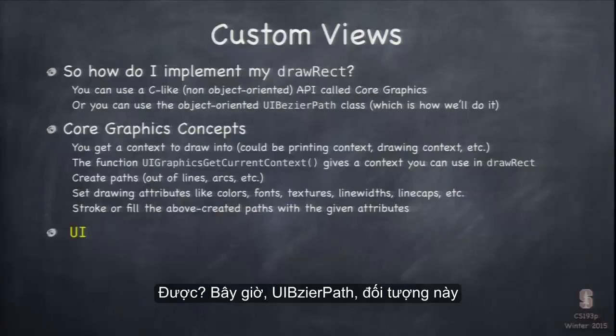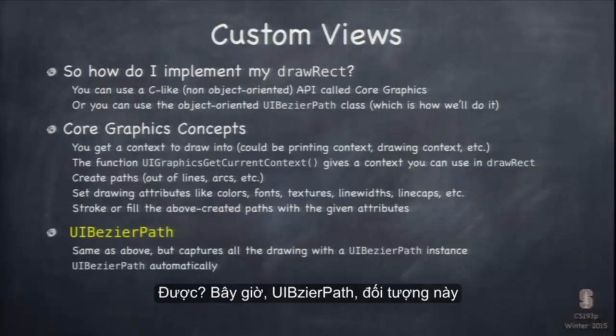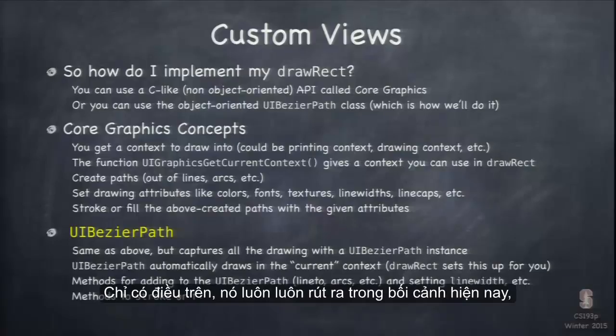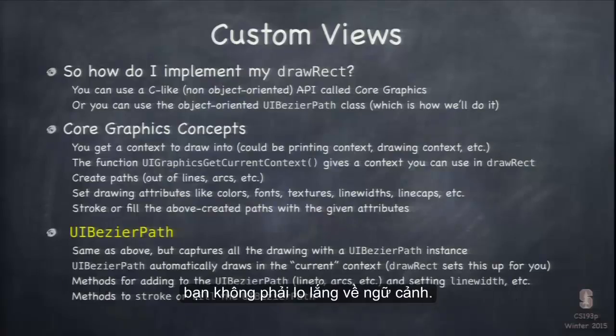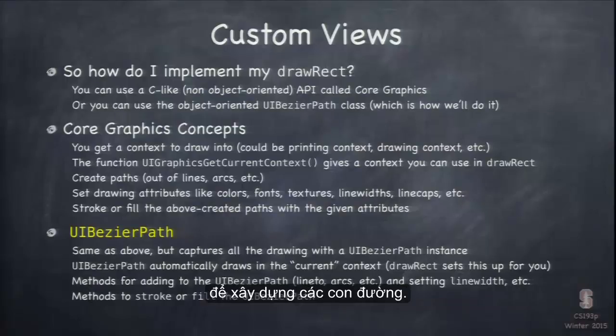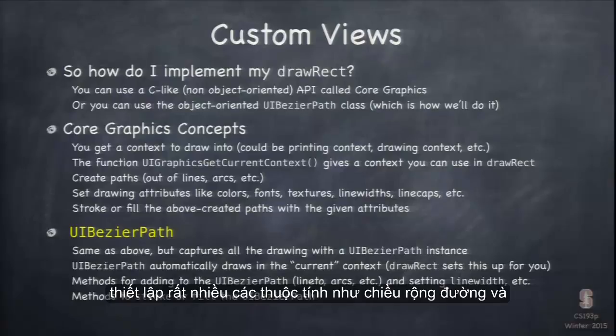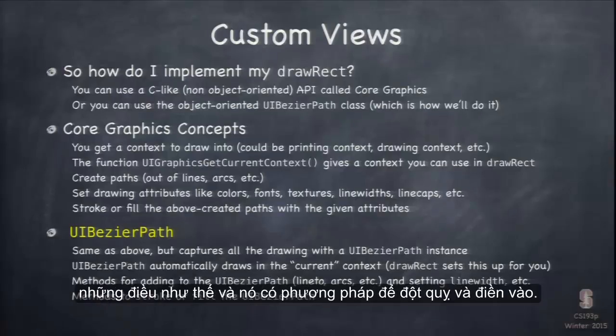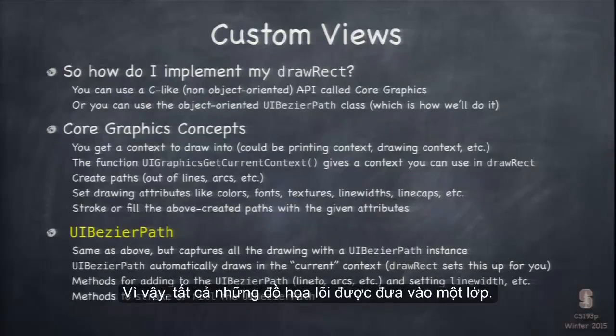okay? Now UIBezierPath, this object-oriented thing on top, always draws in the current context. You don't have to worry about context. It has methods to do things like line to, arc to build the path. It also has methods for setting a lot of these attributes like line width and things like that. And it has methods to stroke and fill. So it combines all those Core Graphics things into one class. So let's take a look at UI.